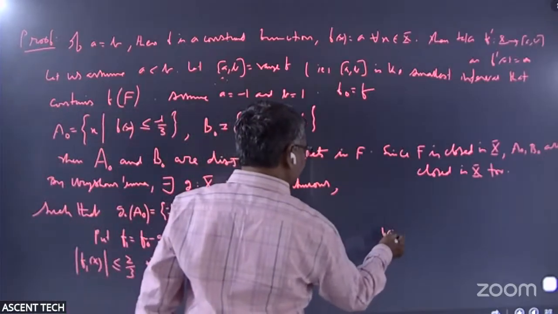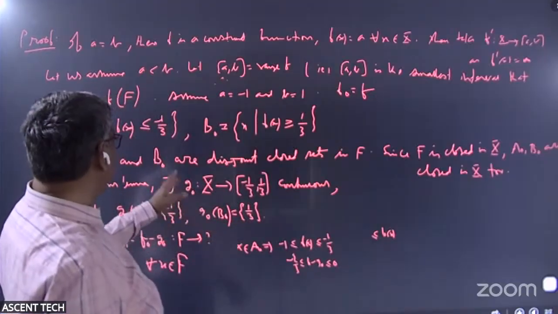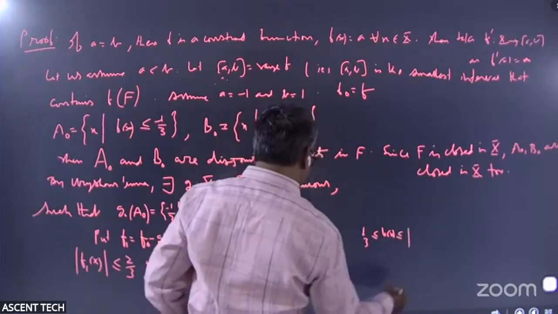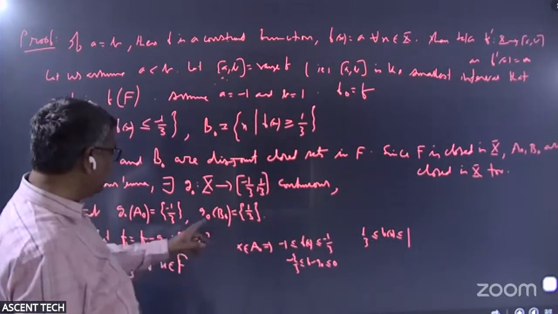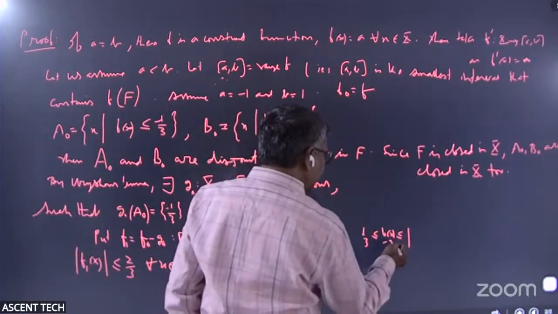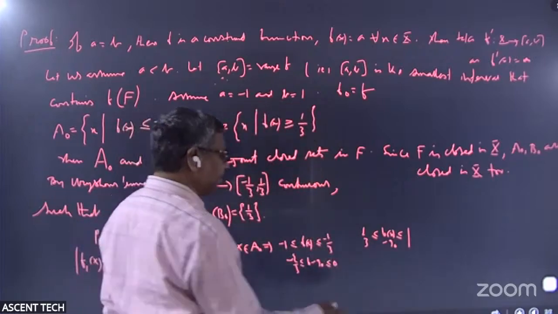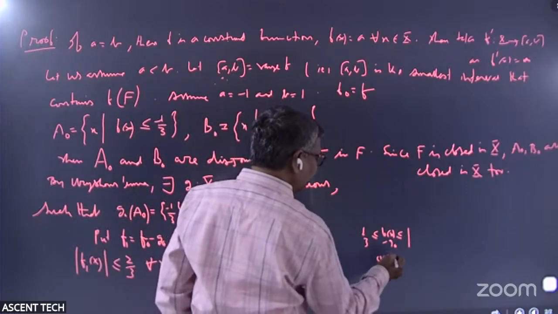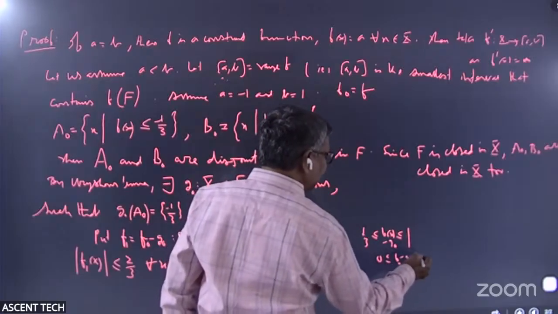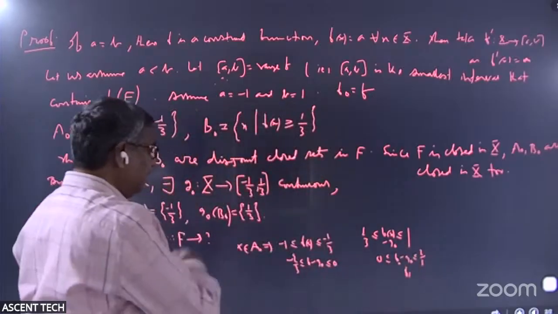And if the element is in B naught, f of x is greater than or equal to 1 by 3 and less than or equal to 1. But you are subtracting g naught, and g naught on B naught is 1 by 3. So you are subtracting 1 by 3. If you subtract 1 by 3, it is 0 less than or equal to f minus g naught, which means f1 is less than or equal to 2/3. This is your f1. f1 is between 0 and 2 by 3 on A naught and B naught.